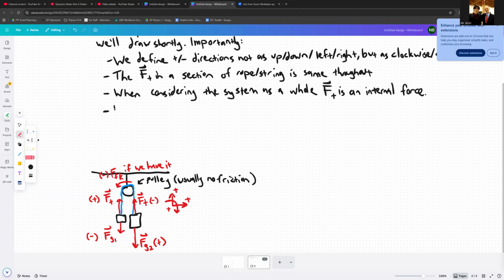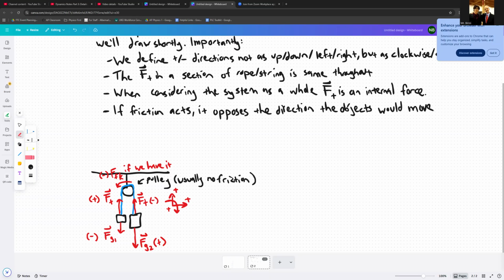All right, and lastly, if friction acts on the pulley, it opposes the direction the objects would move. Because that's how friction works, right? Friction goes against the motion of an object or opposes the direction it would move.